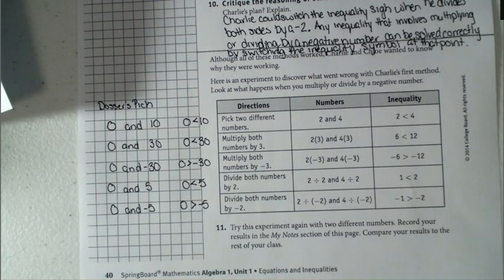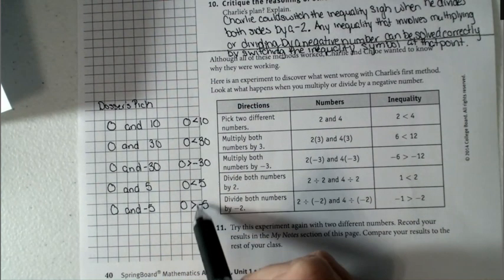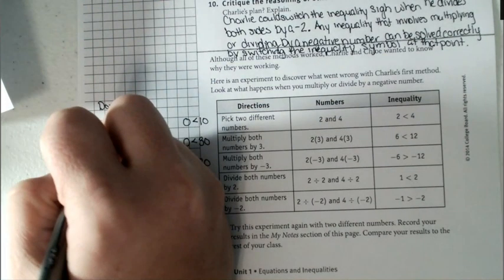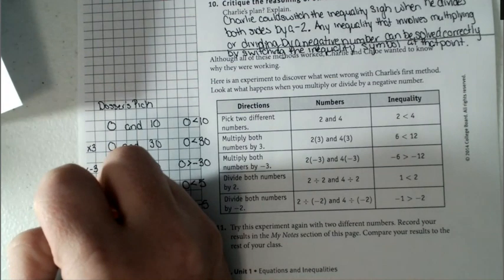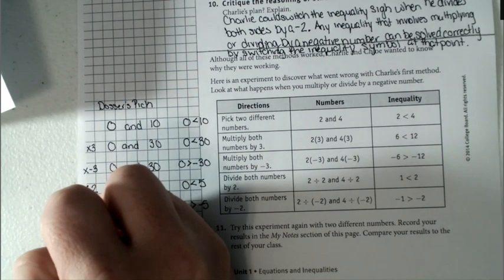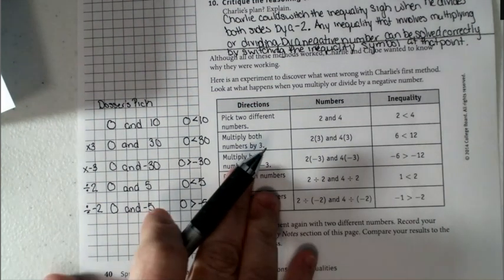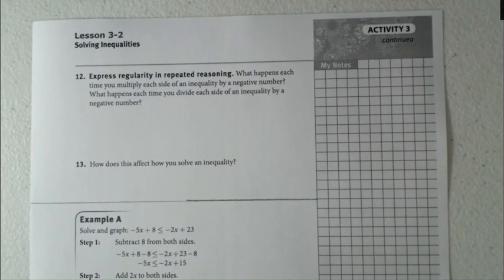So what should we be noticing here? Anytime that we multiply or divide by that negative, notice that my sign is opposite directions, so it reversed itself. But that was only when we did the multiplication of negative 3, and the division of negative 2. So it was only when that negative came into play that I had to result in that reversing of my inequality symbol. Let's take a look at questions 12 and 13 that still go along with this.